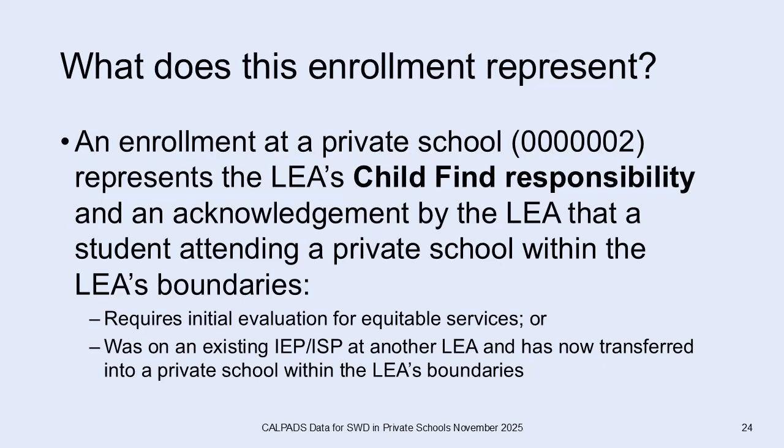This enrollment represents an acknowledgement of their child find responsibility and that there is a student who is potentially eligible for Part B IDEA within a private school within the LEA's boundaries, and that this student requires an initial evaluation for equitable services, or they were on an existing IEP or ISP and transferred in to that private school within the LEA's boundaries. Okay, so that 002 is an acknowledgement that that student is in a private school in your boundaries.